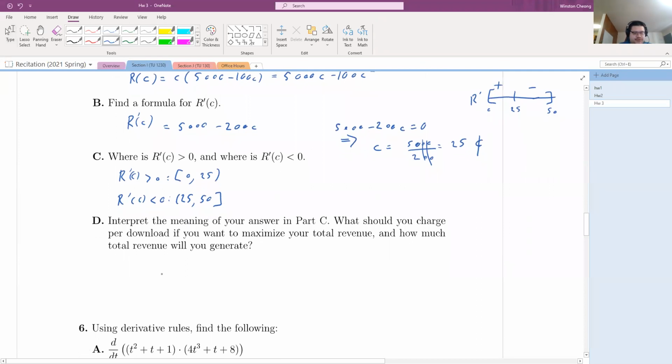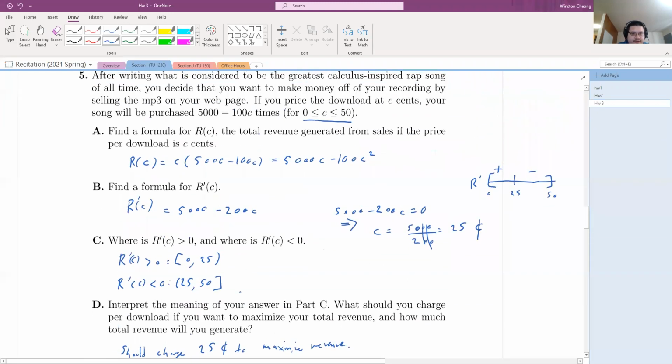So you should charge, so I'll write down, should charge 25 cents to maximize revenue. That's what you can conclude from this analysis. And then how much total revenue you generate, well, how would you calculate that? If you are going to use 25 cents, then you plug that into the function for revenue.